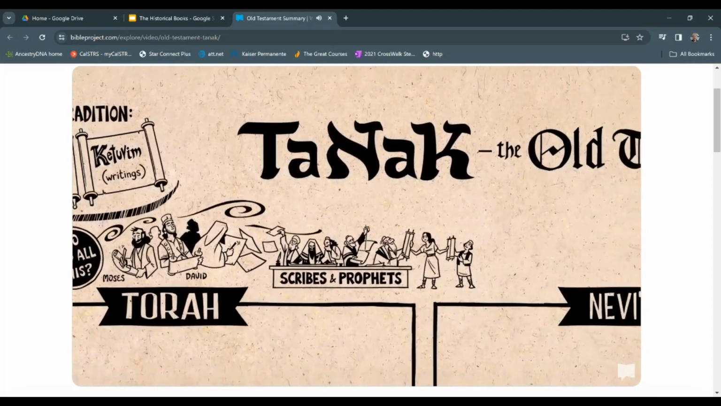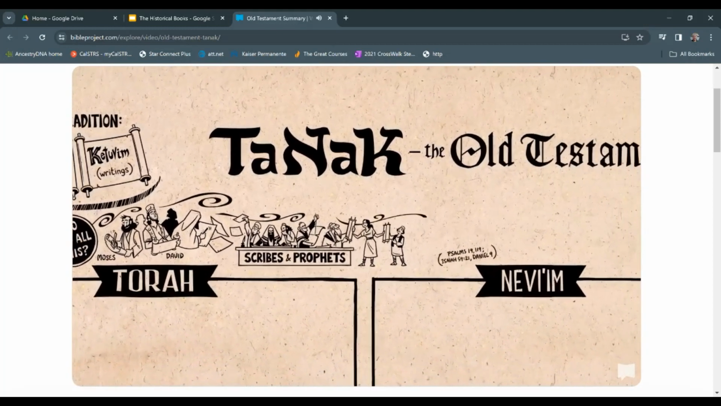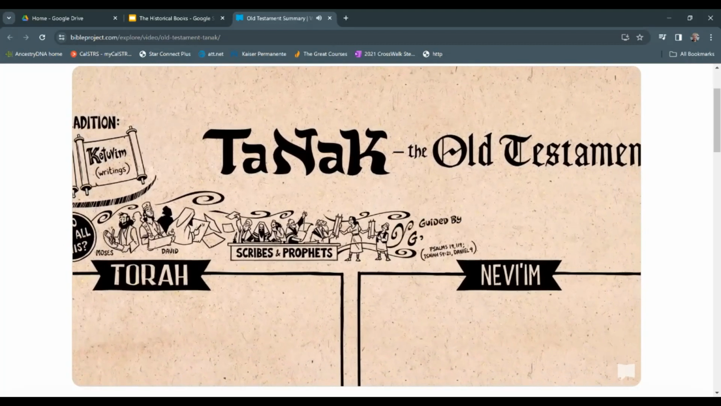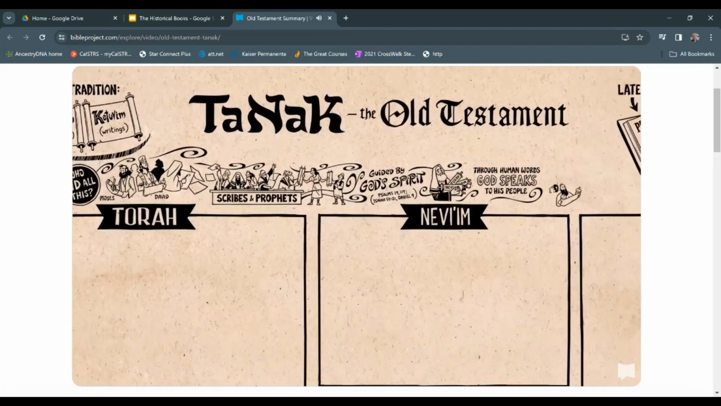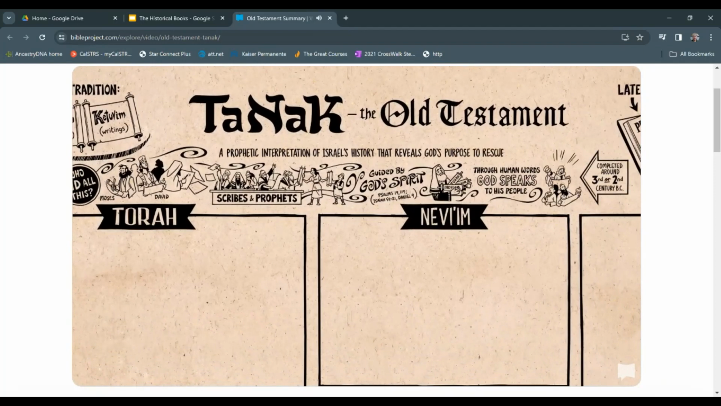It's clear from texts in the Psalms and Prophets that these prophetic scribes believed that God's Spirit was guiding this whole process, so that through these human words, God speaks to his people. That's why they treasured these texts, studying and composing them into a unified collection. We don't know when precisely this process was finished, but it was somewhere in the last centuries before the time of Jesus. In its final shape, the Tanakh offers a prophetic interpretation of Israel's history that claims to reveal God's purposes to rescue the whole world.